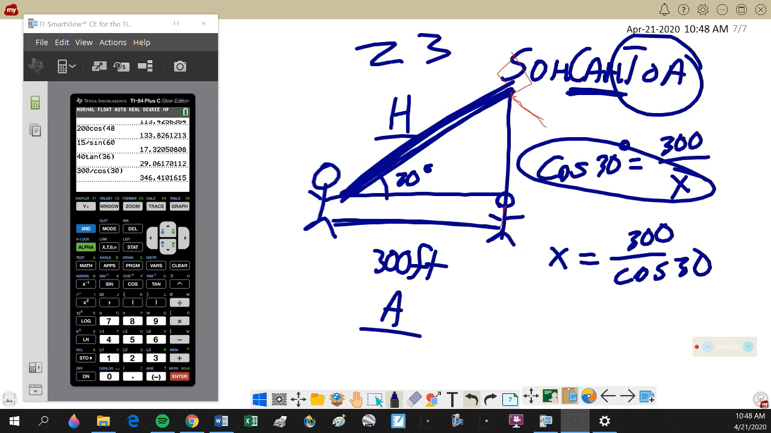Now every problem you're going to encounter will be some rendition of this. You set up the trig ratios, it'll either be a multiply or a switch.